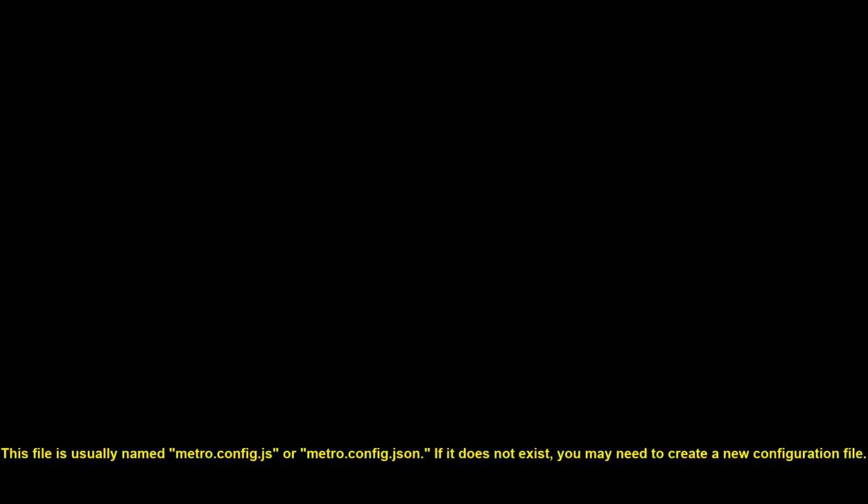To disable Metro Bundler background reload, start by ensuring you are in your project directory. Open your terminal or command prompt. Next, locate your Metro configuration file. This file is usually named metro.config.js or metro.config.json. If it does not exist, you may need to create one. Open the configuration file in your preferred code editor.